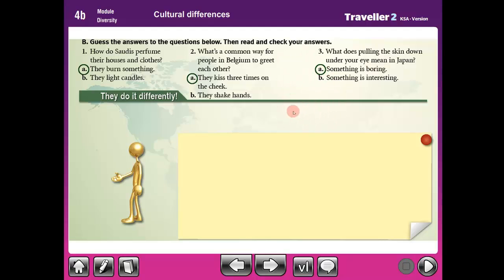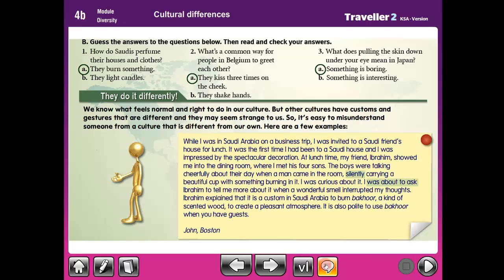Now, check your answers. They do it differently. Read the following text and try to understand. We will discuss the new vocabulary and answer questions after reading. You should read here. Okay.